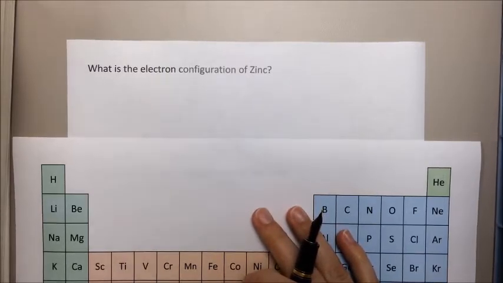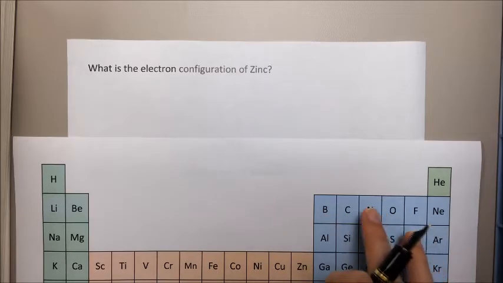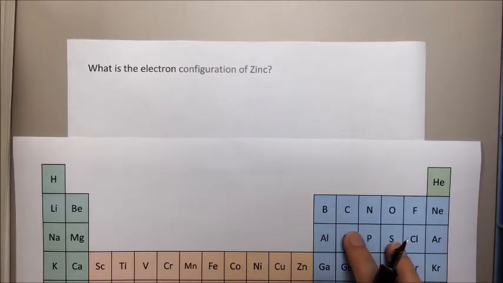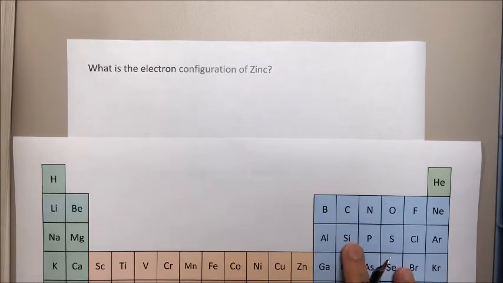We're going to work through 3 short examples dealing with electron configurations. If you need more help understanding how to read the periodic table and the different blocks, check out the other video I posted today. Let's get started. What is the electron configuration of zinc?